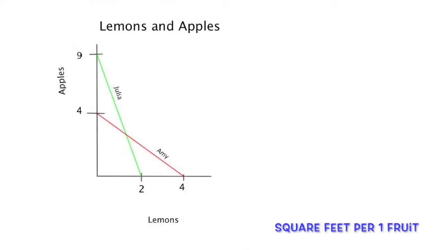So here's the production possibility curve for both Julia and Amy and the production of lemons and apples. This graph shows the amount of land necessary to produce 1 apple or 1 lemon. So at full capacity, Julia would need 9 square feet of land to produce 1 apple or 2 square feet of land to produce 1 lemon. And for Amy at full capacity would need 4 square feet of land to produce 1 apple or 4 square feet of land to produce 1 lemon.